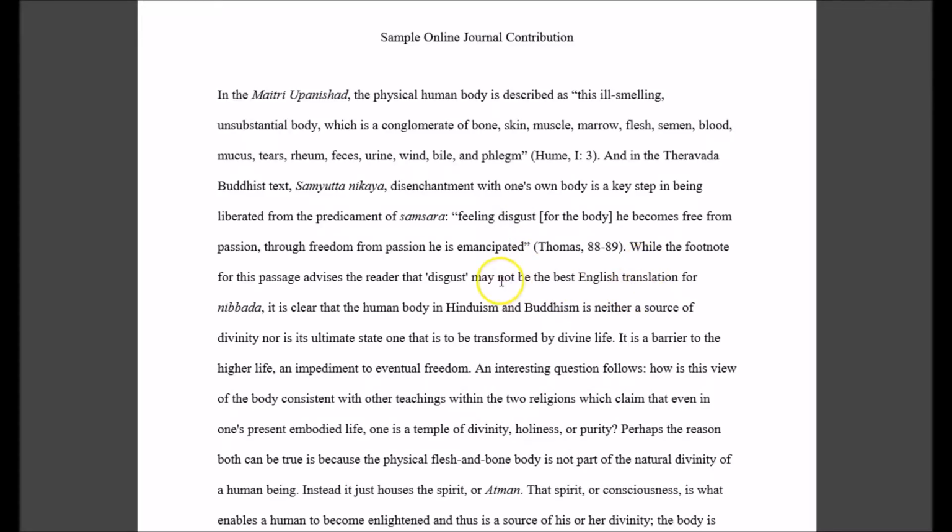And so she worked in that detail into her response. Very, very good. So that's one very good thing about this response. While the footnote for this passage advises the reader discussed may not be the best English translation for Nabata, she's acknowledging, oh wow, there's a difference of opinion about the appropriate way to translate Nabata. Okay. And if you remember, she herself used the word disenchantment, which is not the same thing as disgust.